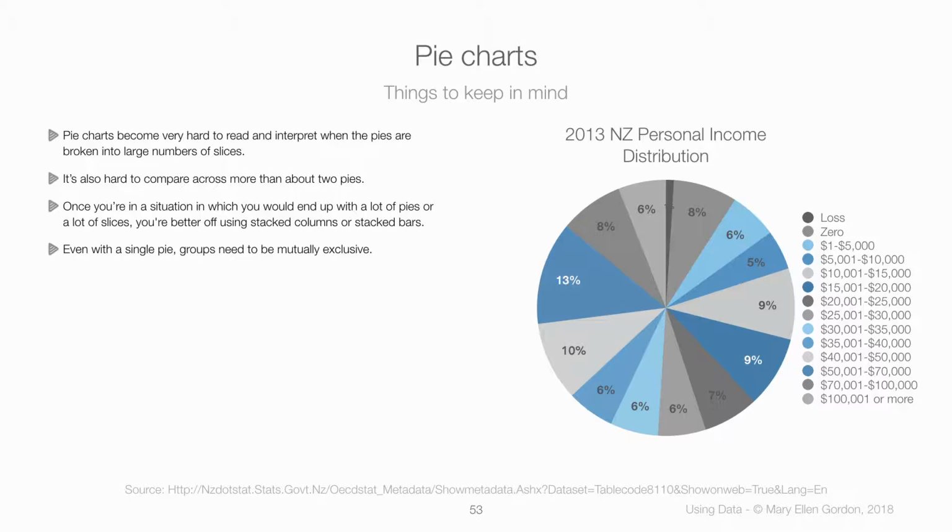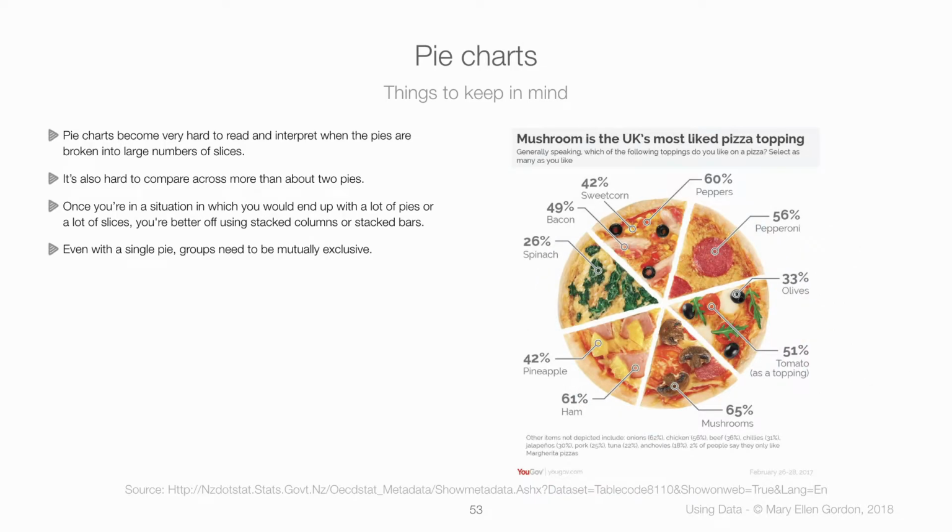Even with a single pie, we want to make really sure that the categories that we've got are mutually exclusive. And as a reminder, what that means is you're in one and only one category, not more than one. And this takes us back to the problems with the original chart that we looked at the very beginning of this section, where we found, looking at the pizza visualization, that this was a poor quality visualization because many people like more than one type of pizza topping, and that suggests that a pie chart is not the right way to array the data, because we need mutually exclusive groups, and those groups are not mutually exclusive.